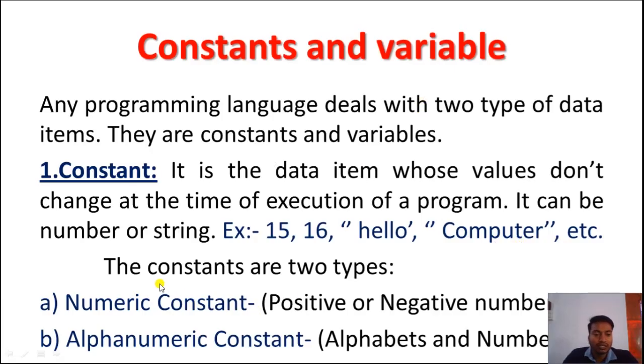The constants are of two types, numeric constant and alphanumeric constant. In numeric constant we can give a positive or negative number like plus 1, 2, 3, 4, minus 1, minus 2, minus 3, like that. In alphanumeric constant we can give like roll number 1, 2, 3, 4, section, class 5, like that we can give.